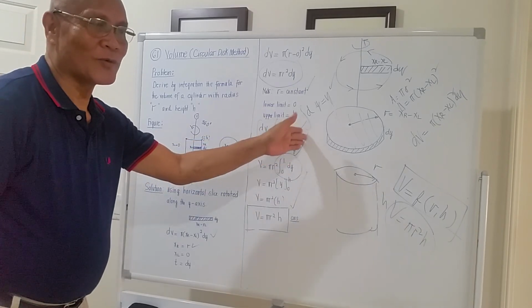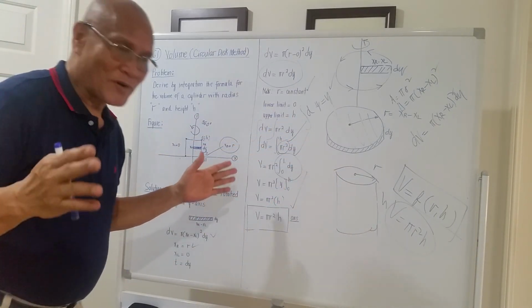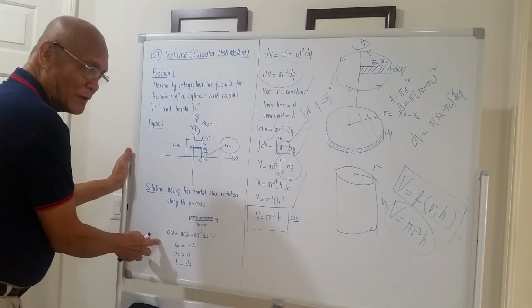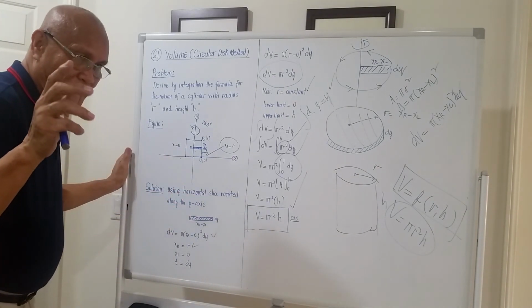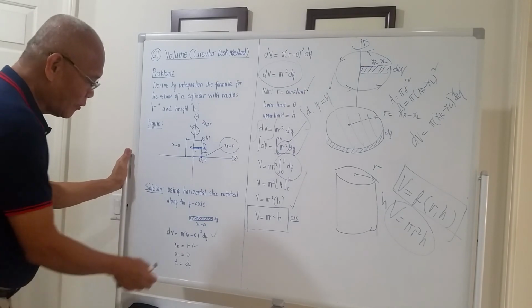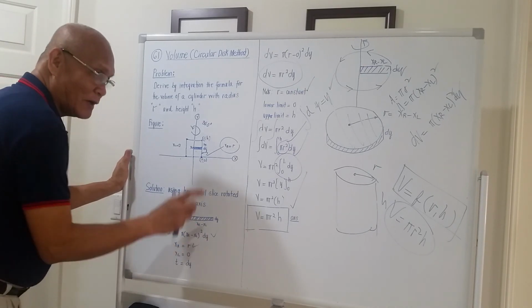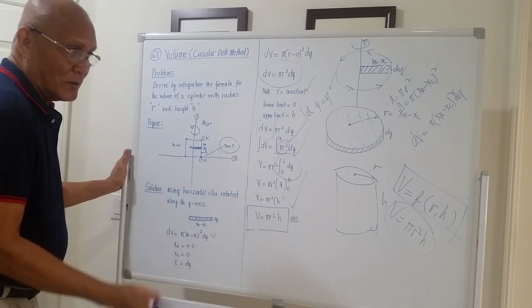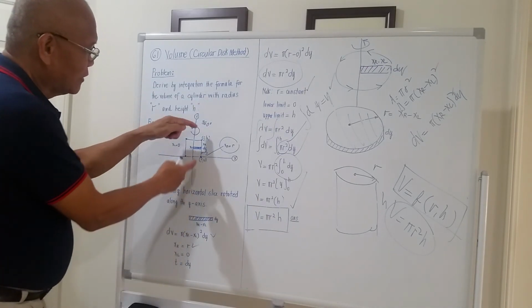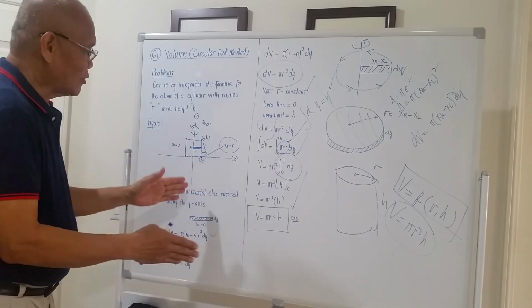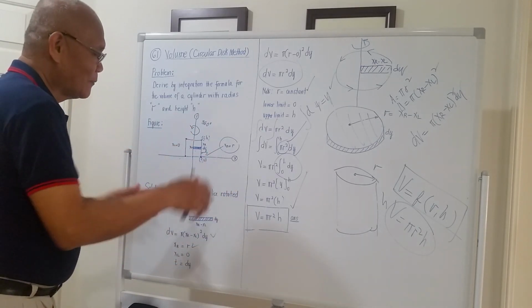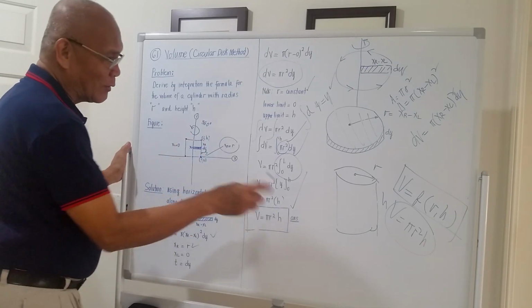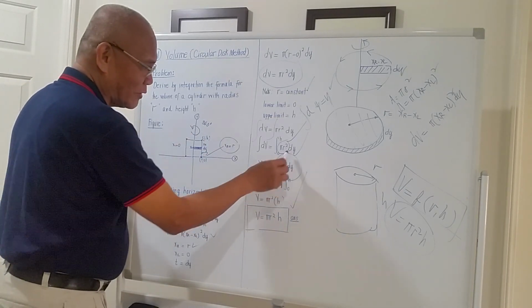It's very simple. The problem is actually on the setting up of the differential volume and the placing of the correct values of XR and XL and also the lower and upper limit to cover up the total cylinder. Since we are using a horizontal slice, y should move from 0 to h. That's why our limit here is from 0 to h.